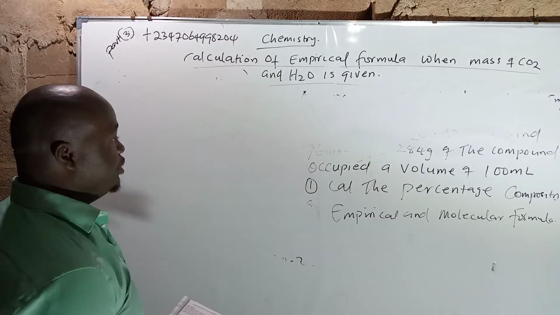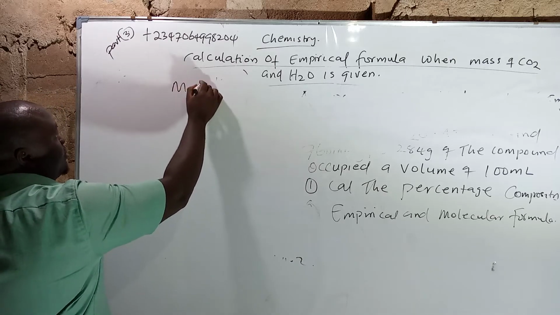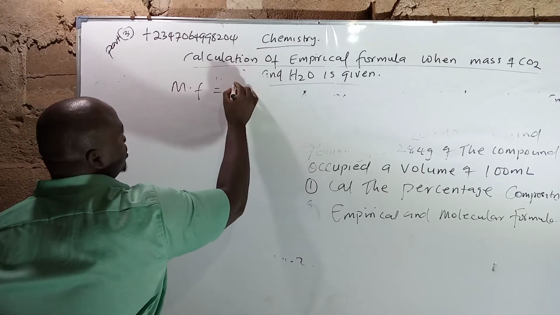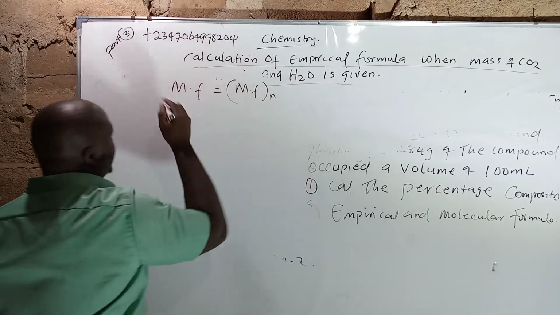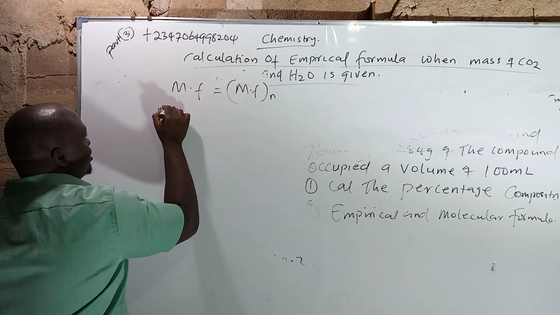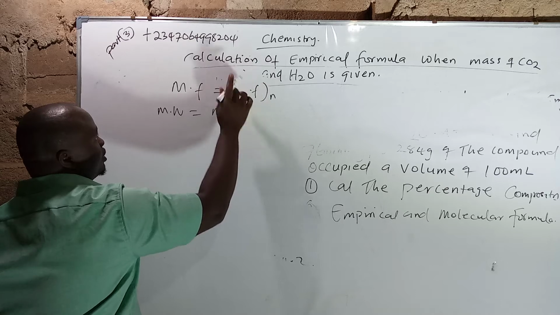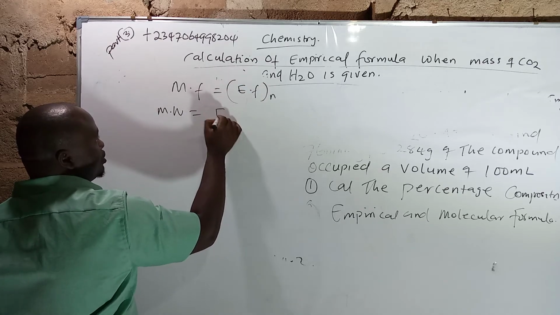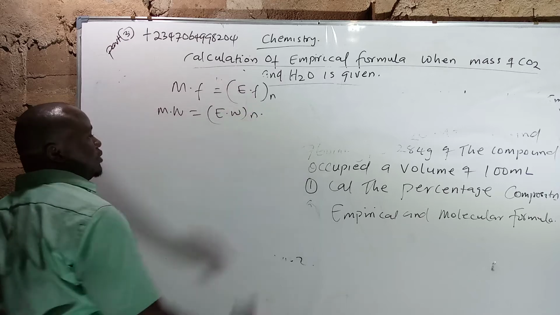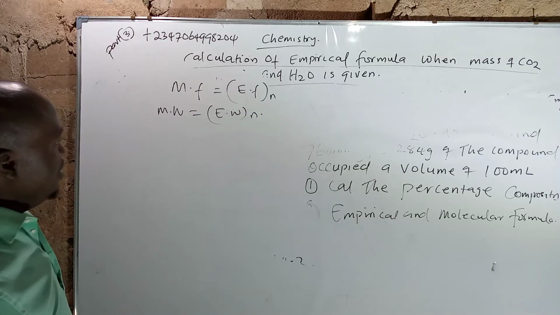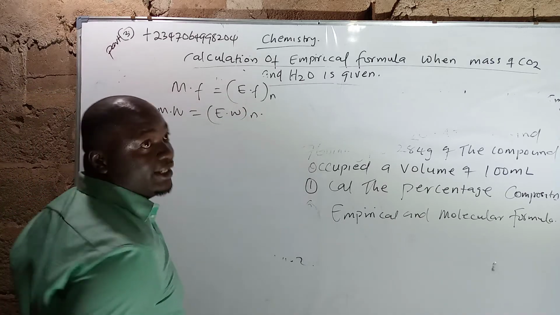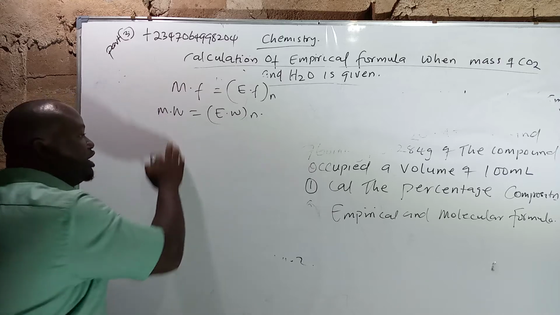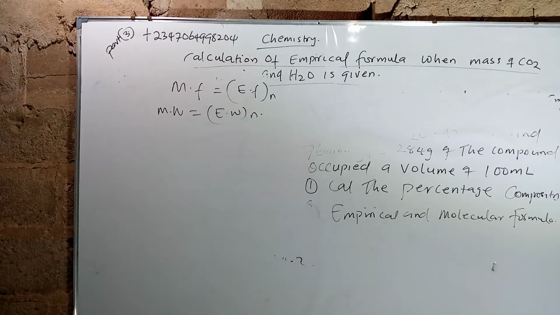Now we want to calculate the molecular formula. And remember, from part 1 of the video, molecular formula equals the empirical formula times n, right? And then we said that molecular weight equals the empirical weight times n, right? Now we already know the empirical formula, but we don't know n. In the question, we were not given the molecular weight, but we can find it.